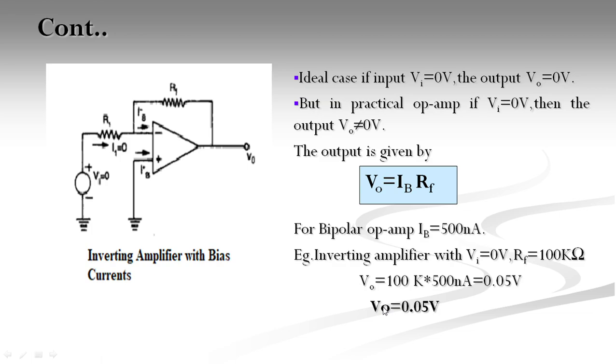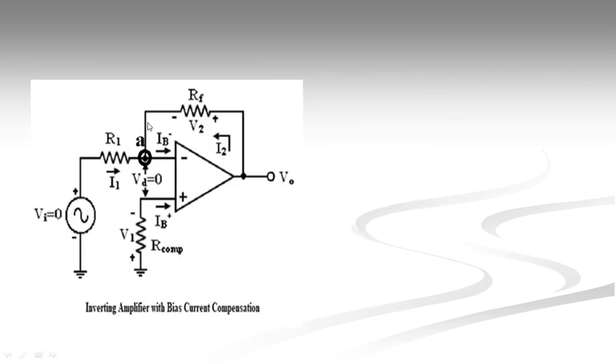Okay, so what technique can we use to make the output 0 for the 0 input condition? What compensation technique can we use to compensate for this input bias current? This is an inverting amplifier with bias current compensation. If you look at this diagram and the previous one, in this diagram a compensation resistor has been included in the circuit. This compensation resistor is used in order to compensate for the presence of the IB current in the circuit. Now let us see the analysis part of this.